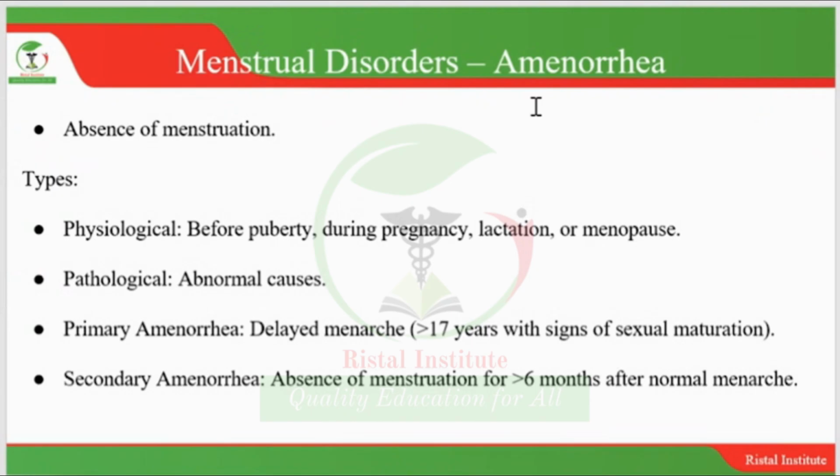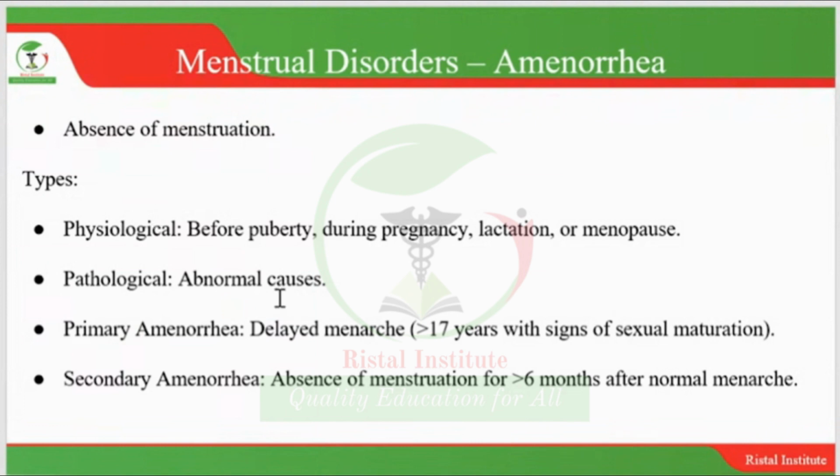Amenorrhea refers to absence of menstruation. The types of amenorrhea include physiological amenorrhea. Here, we refer to periods when the woman is not menstruating, but it is something natural, so we are not worried about it. This happens before puberty, during pregnancy, during lactation, and in menopause.